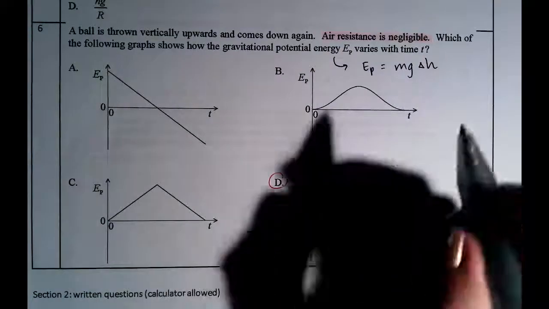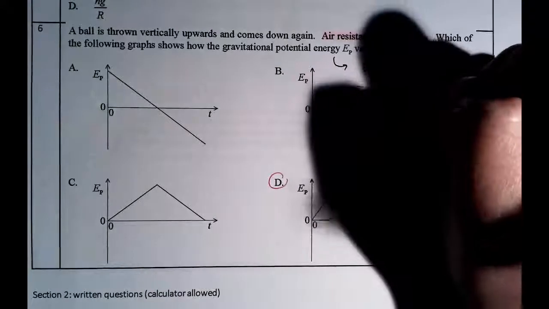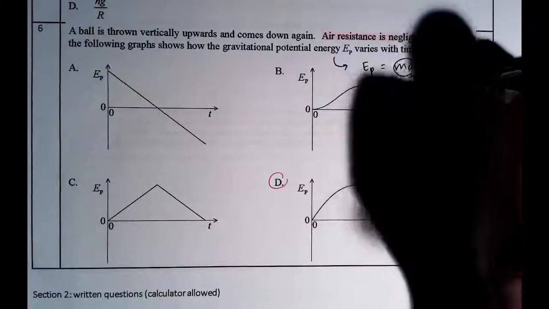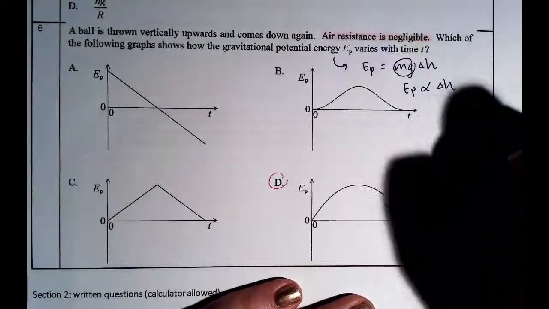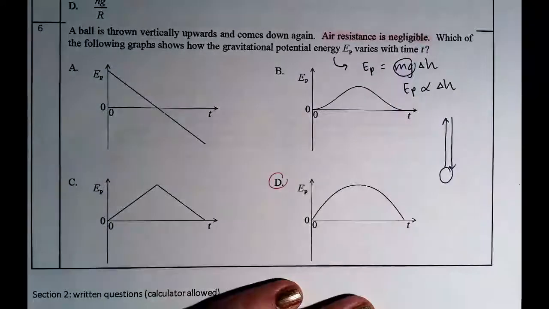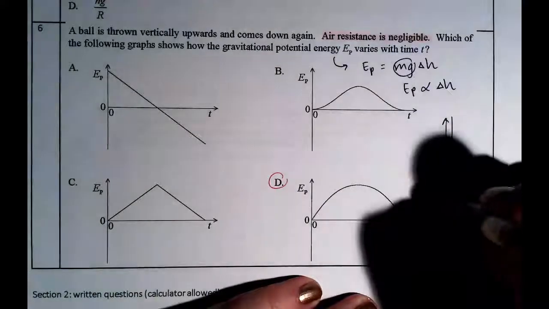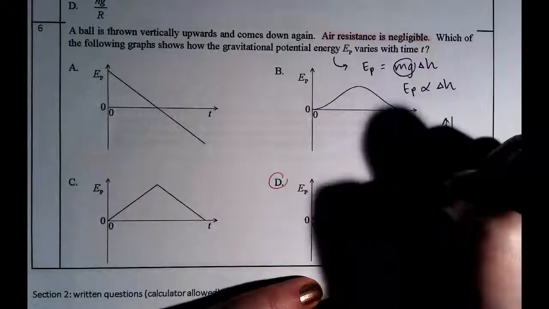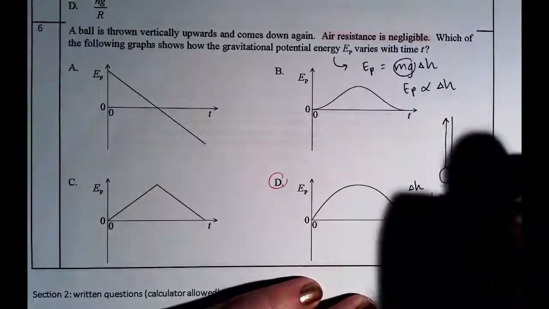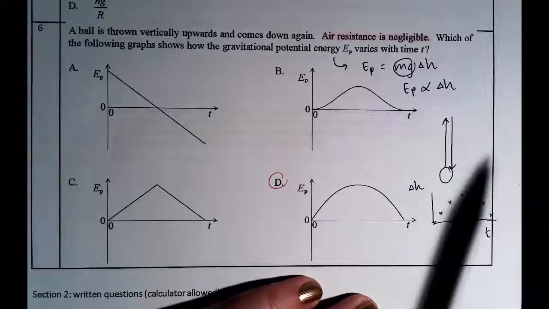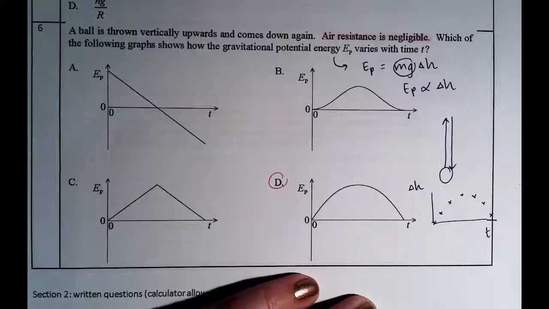And I know that mg is constant for the ball, so I can say EP is proportional to the height change. Okay, now obviously if the ball is thrown vertically up and then it comes straight back down, that occurs over time. So if we were to plot the point for height against time, we would get a parabolic shape. And because the height is directly proportional to the potential energy, you choose the same looking graph, and that is D.